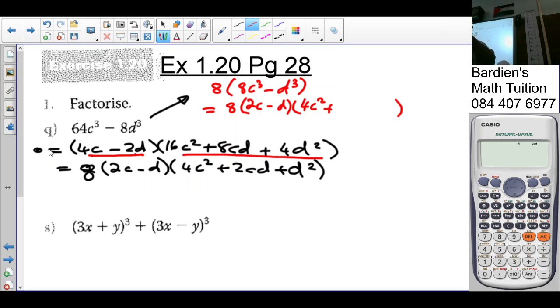Not so? Positive what? Sorry? 2CD plus D squared. You see the same answer. Okay? People, factorizing first, the common factor is going to make life a bit easier. Okay? Any confusion there?